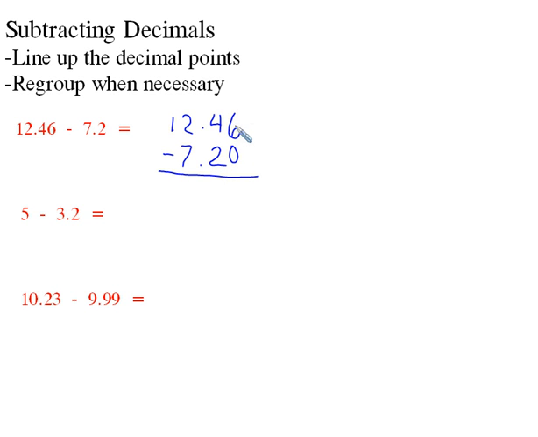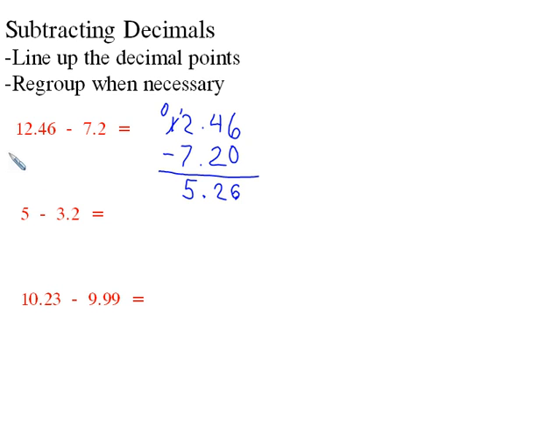So 6 minus 0 is going to be 6. 4 minus 2 is going to be 2. I got a decimal point here. 2 minus 7 we can't do, so we go ahead and we take 10 away from here. So now we got 0 here, and this is going to be 12. 12 minus 7 is going to be 5. And 5.26 is our answer.